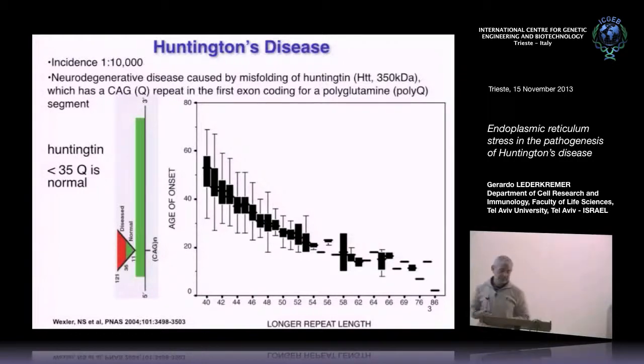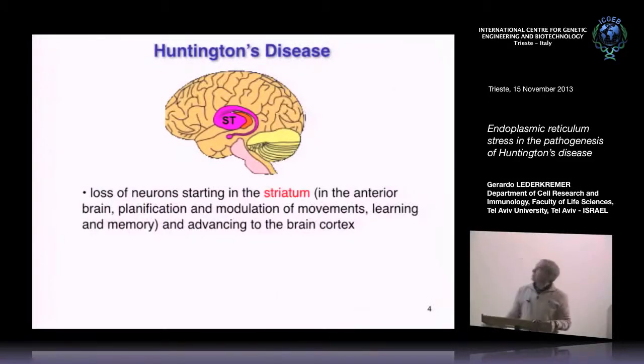Okay, and after onset, there's a series of symptoms that start, and death in about 10 years after the onset, and there's no therapy for the moment. And this disease first shows symptoms in the striatum. It's a part of the brain that becomes affected. There's loss of neurons, and then afterwards it moves to other regions of the brain cortex. And what you have in this disease is first cognitive problems, and with time, there's a development of motor system symptoms and a characteristic, what's called Huntington's chorea, these problems in motor function.